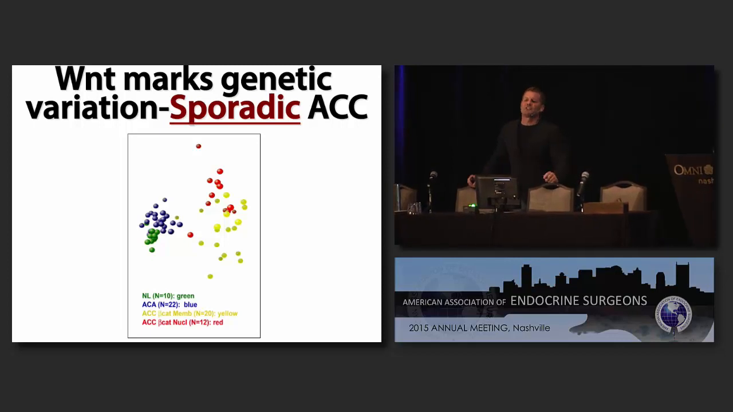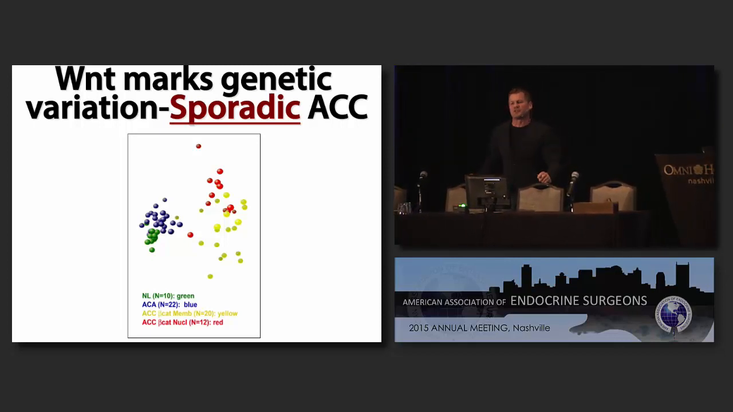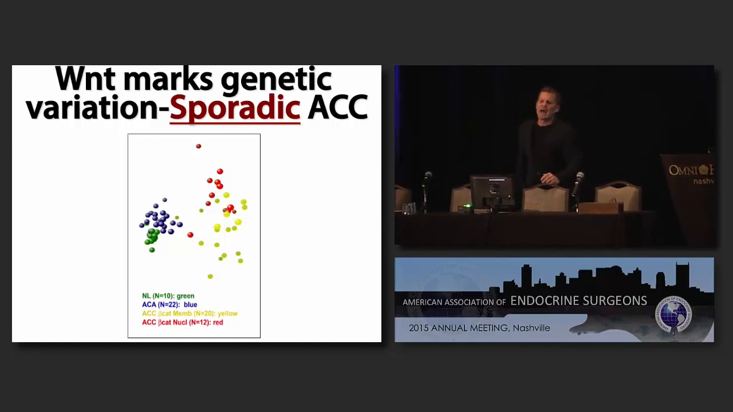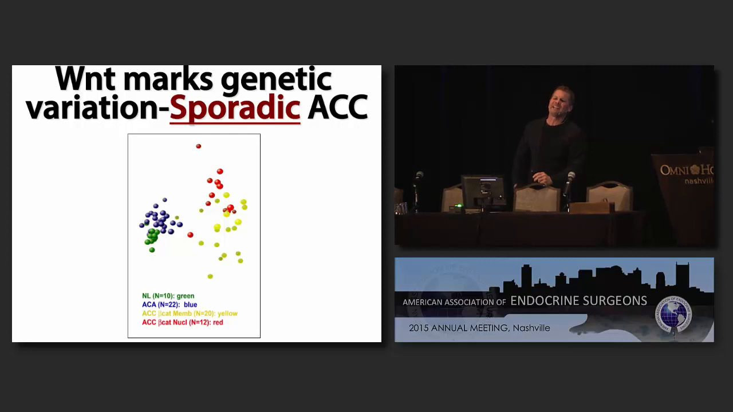The point of this slide is to show you that, of course, as you'd predict, the cancers are different, however. They're splayed over to the right, and these are the yellow and red dots. The point of this slide is to show you that cancer is different, and two, to show you that when you have a Wnt mutation that activates beta-catenin, the Wnt mutation, in the red dots, your signature is different than when you don't have it.